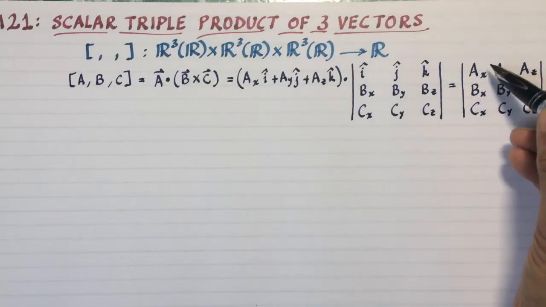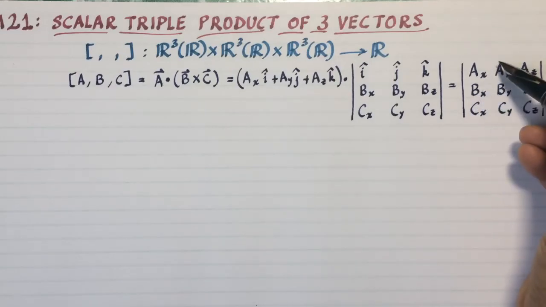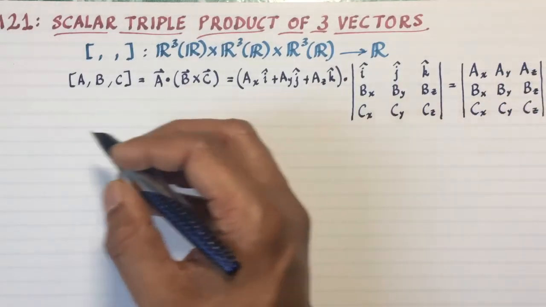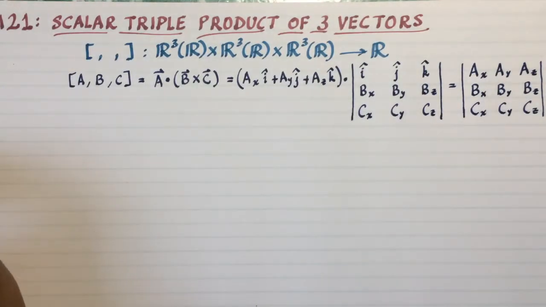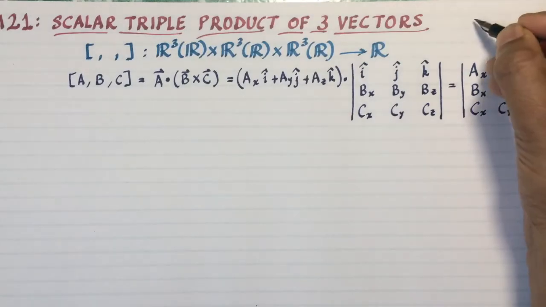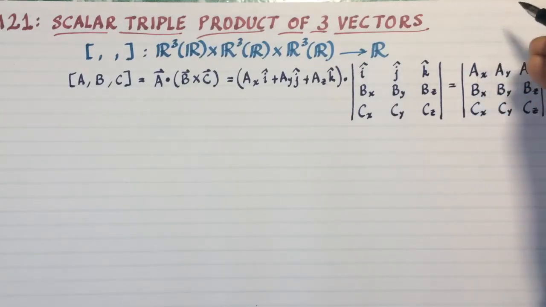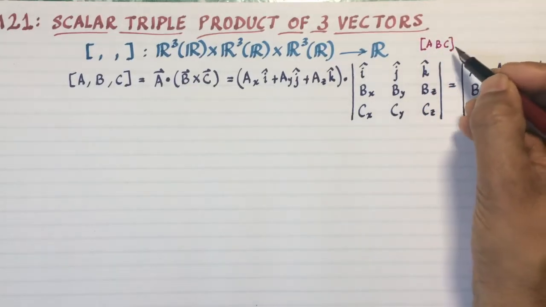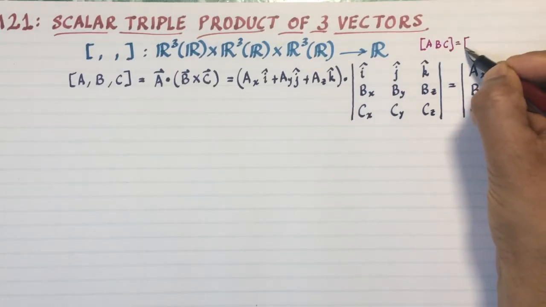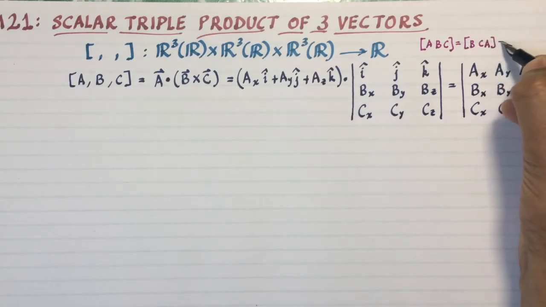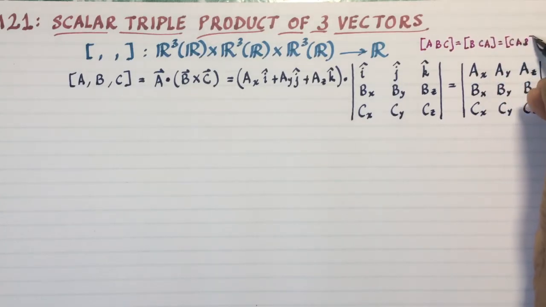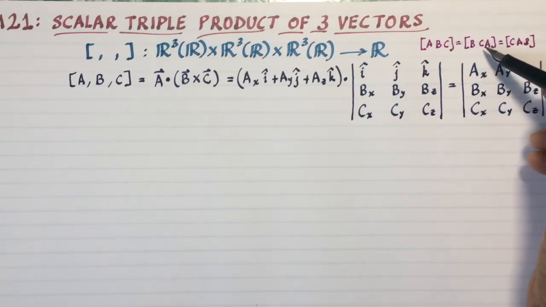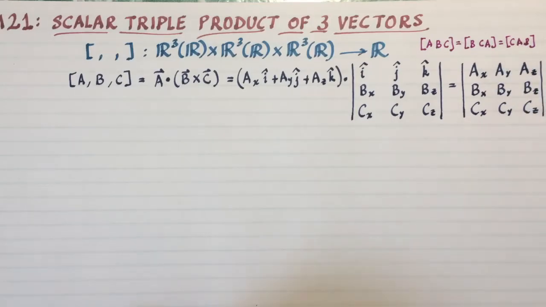Now observe that the determinant changes sign each time you interchange two rows or columns, but if you interchange twice, it does not change sign. So the scalar triple product has a symmetry that can be expressed in the form ABC. If there's no risk of confusion, I like to omit the commas in between. ABC is the same as BCA, and that's the same as CAB. What this represents is that you can interchange two rows or two columns without affecting the result.